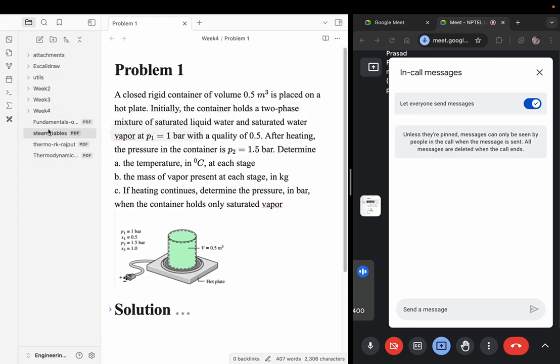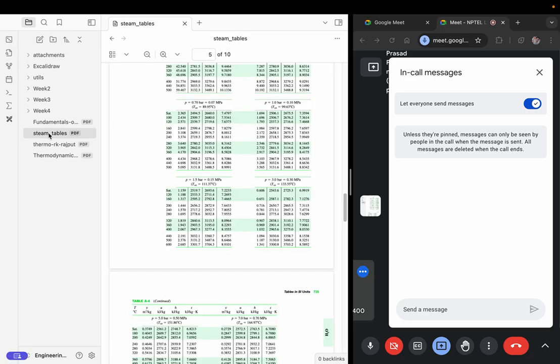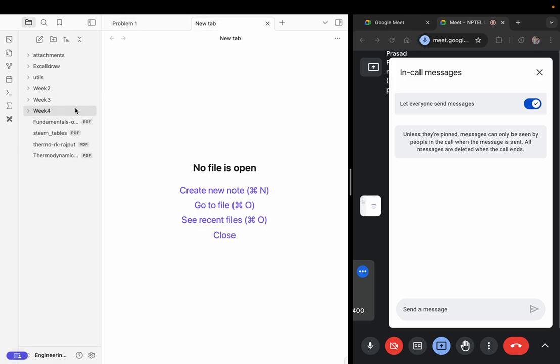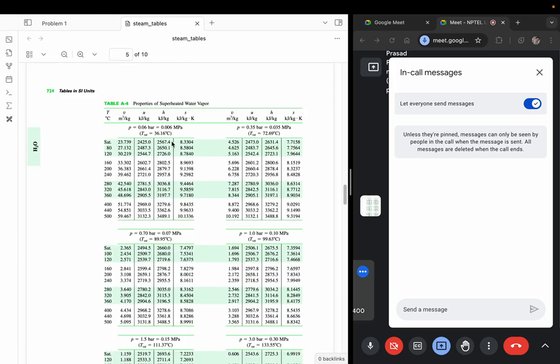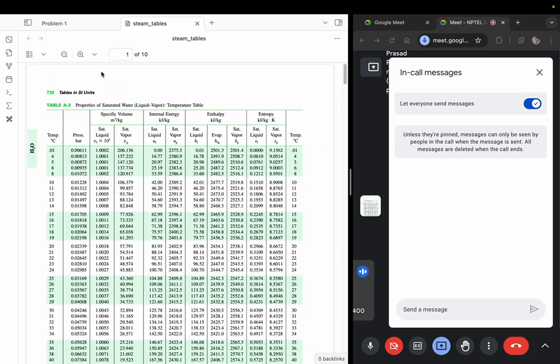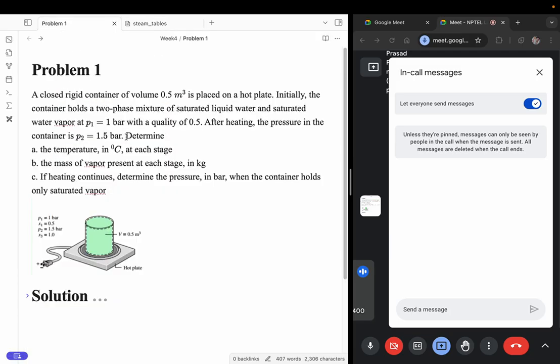I'll just open the Steam tables that we are going to be using today. So I'll go through how to go through these tables as well. We will look at that problem as well. But before that, let's get started.